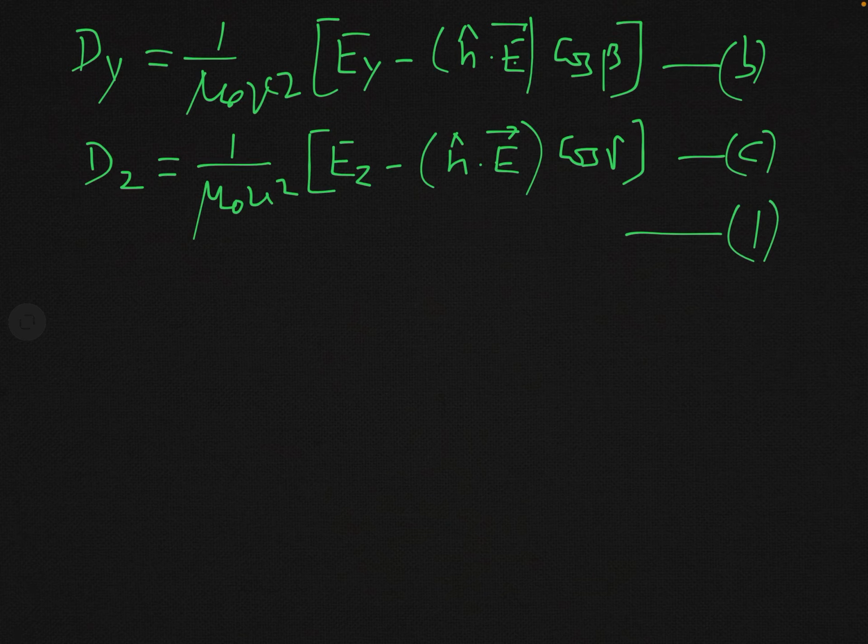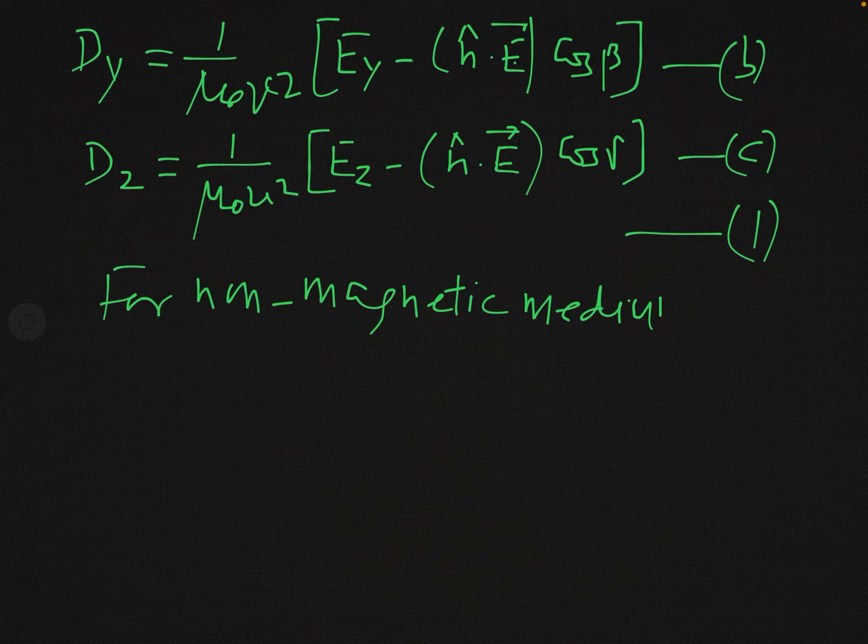Now we know that for a non-magnetic material, the refractive index is simply the square root of the dielectric constant. So for a non-magnetic medium or material, we know the refractive index n is given as the square root of epsilon r, because mu r for it is equal to 1. We have already discussed it in previous lectures.